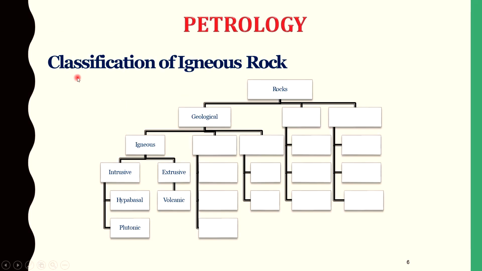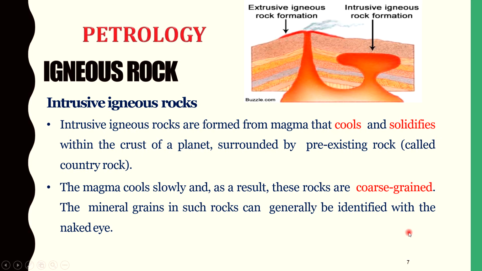So we are seeing rock classification. In the geological classification, the first type is igneous rocks, and in igneous rocks we are learning about two basic types. The first is extrusive rock and the next one is intrusive rock. So what is an intrusive rock?